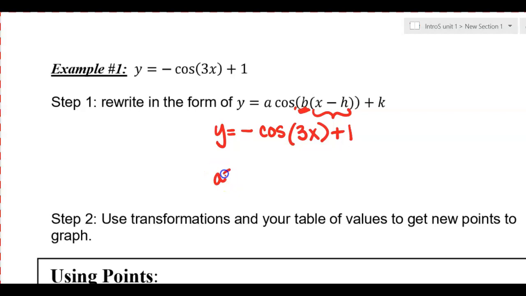And if you didn't get what I just said, I'm identifying a is -1, b is 3, h is 0, and k is 1. If those are the values, if you like to look at them that way to help you with your transformations, okay?